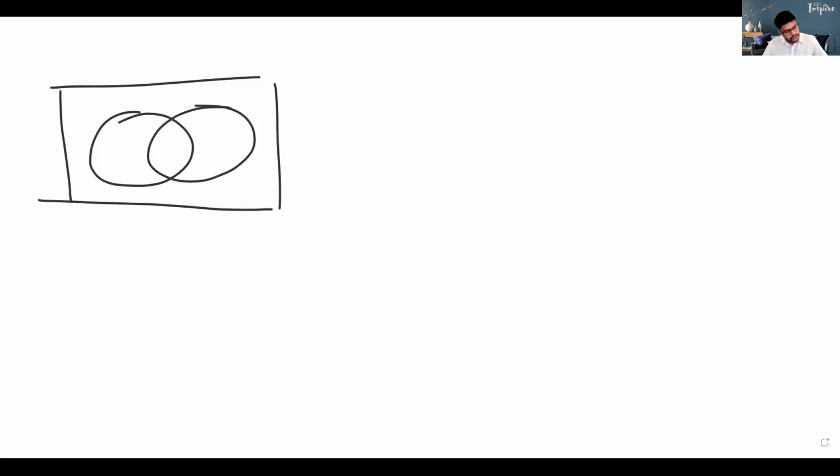So, the first question was we have a Venn diagram with sets A and B, and we had a shaded region, right? This was our shaded region in the diagram. What is this shaded region in set notation, children? Can you tell me what it is? How many of you did this question?